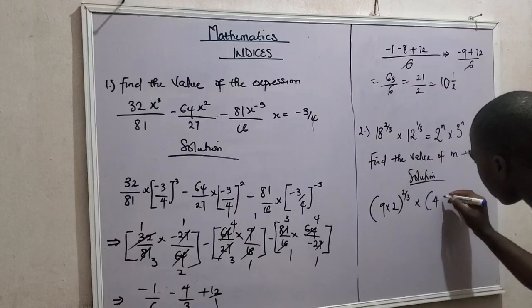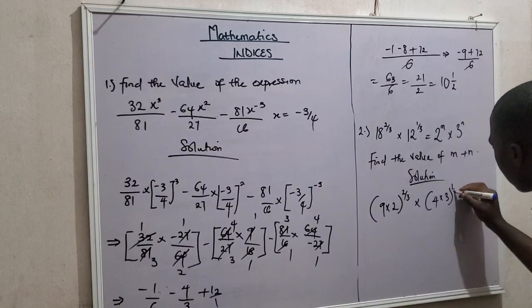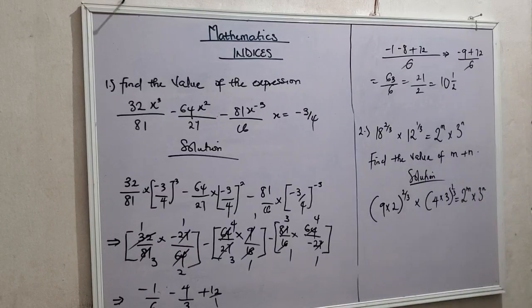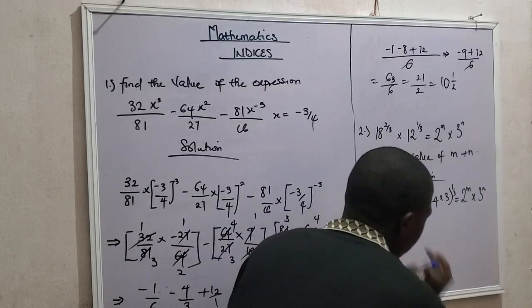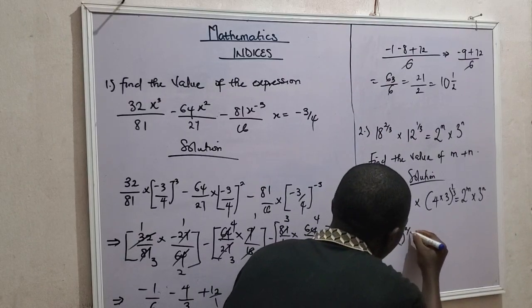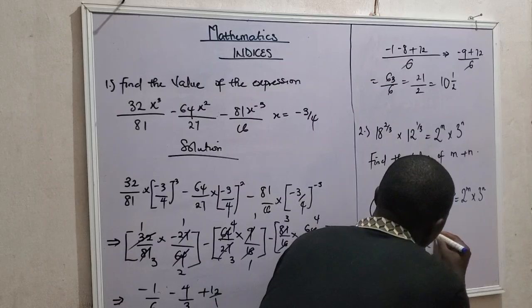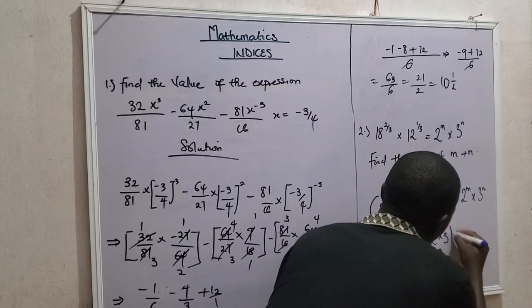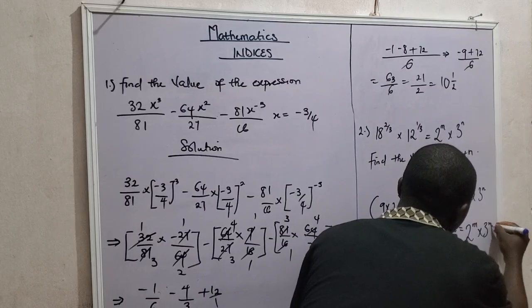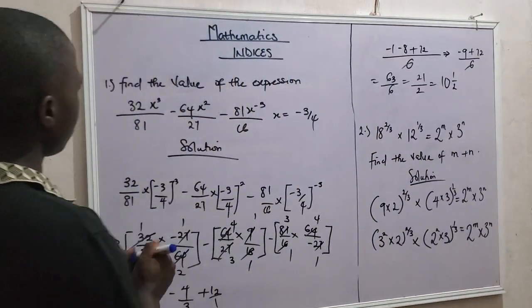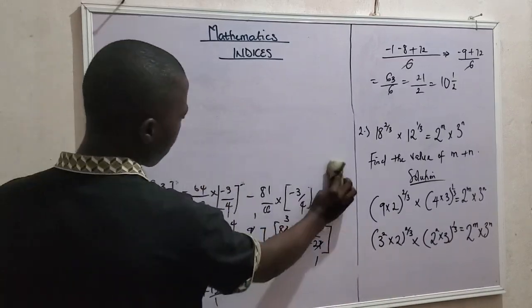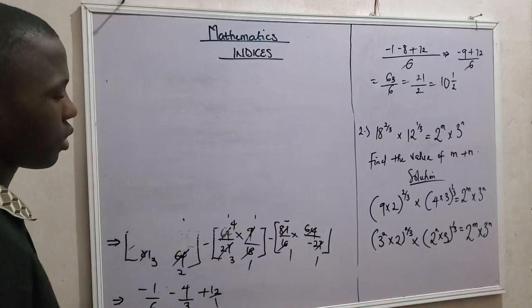So here we're having 4 times 3 to the power of 1 over 3, which is equal to 2 raised to n times 3 raised to n. What's up next now? We express it in the power of 3. So this becomes 2 raised to the power of 2 times 2 raised to the power of 2 over 3 times 3 raised to the power of 1 over 3 is equal to 2 raised to the power of n times 3 raised to the power of n. Please, write fast.